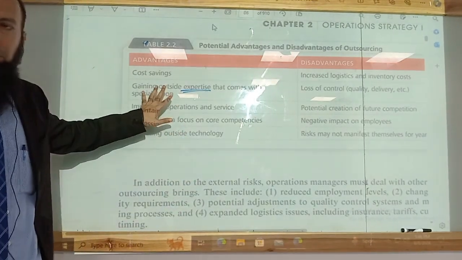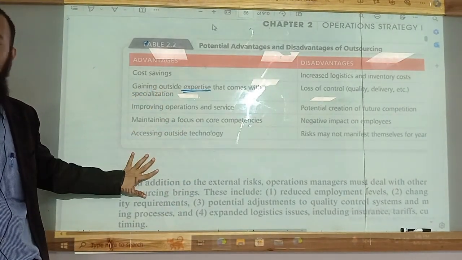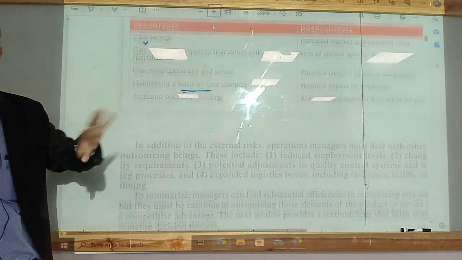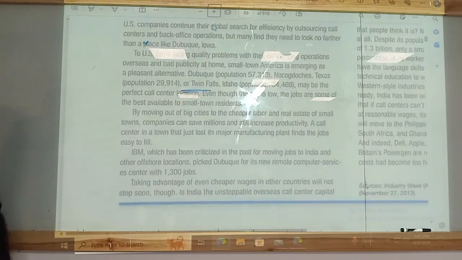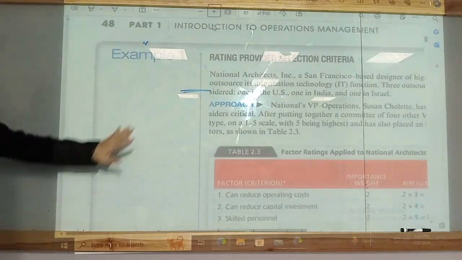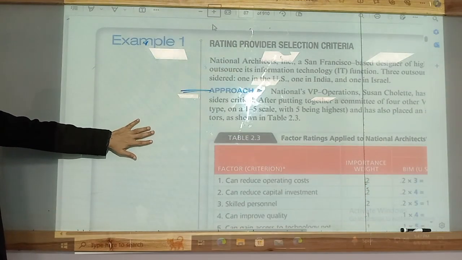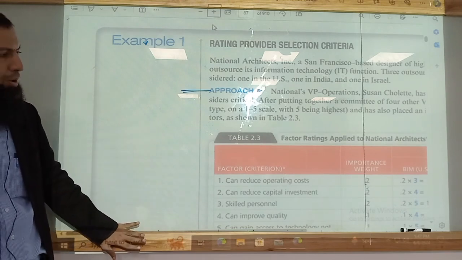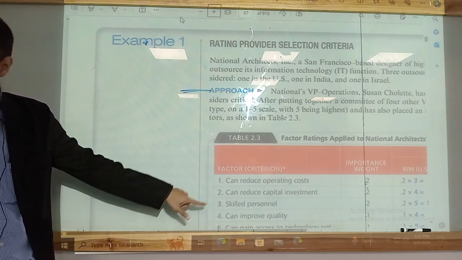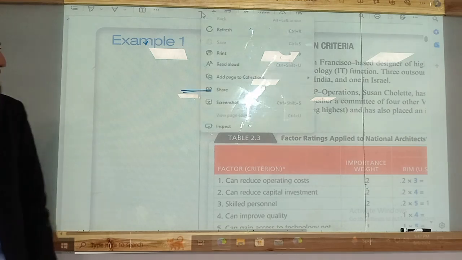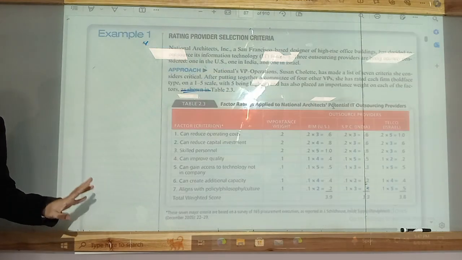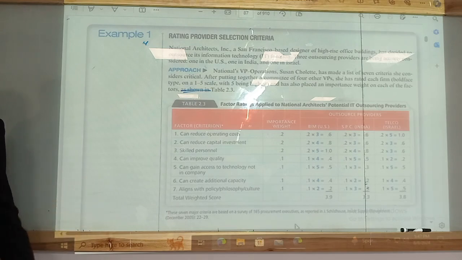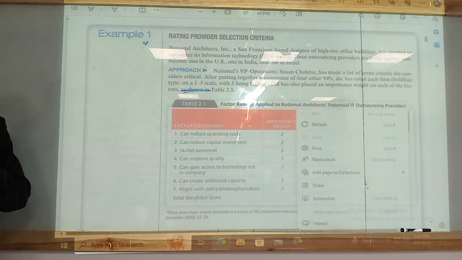Okay, let's move ahead and do the discussion questions which may come in your upcoming quiz. Next. Okay, this is a numerical which we are about to do. Focus on this. Okay, this is an interesting problem. It is a factor rating scenario in which you select the company to which you should outsource.